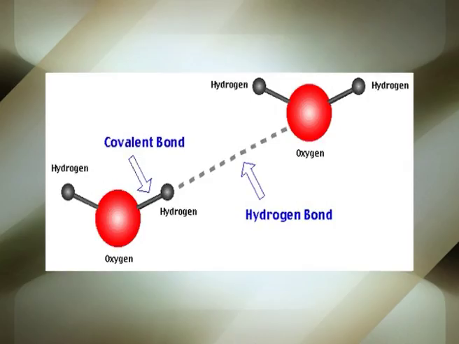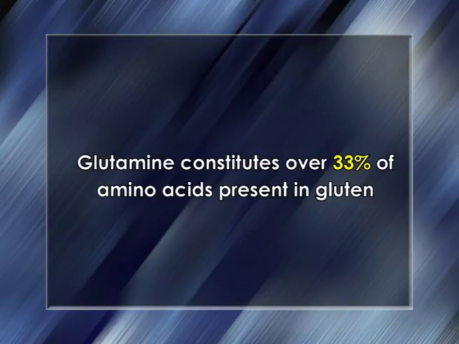Hydrogen bonds are formed as a result of the affinity of hydrogen atoms in hydroxyl, amide or carboxyl groups for oxygen in carboxyl or carbonyl groups. Gluten proteins are rich in highly polar amino acids, in particular glutamine. Glutamine constitutes over 33% of the amino acids present in the gluten. The amide group in glutamine actively participates in hydrogen bonding, and in fact it forms 2 hydrogen bonds per glutamine residue.